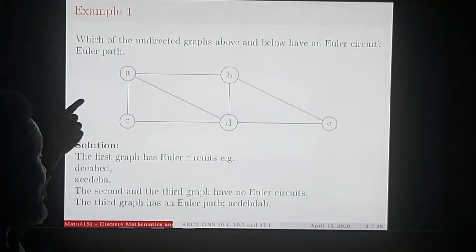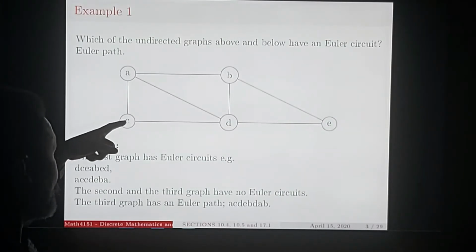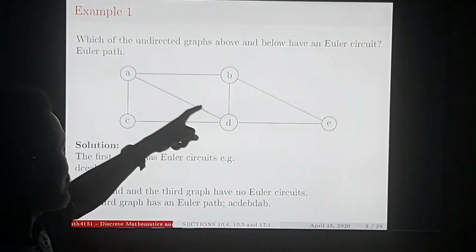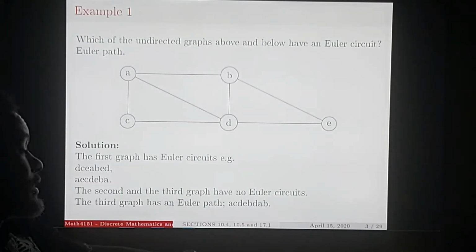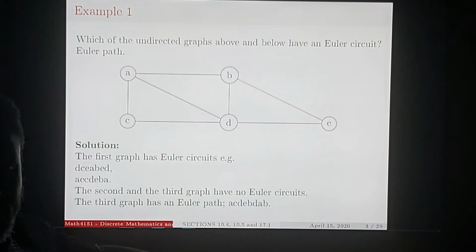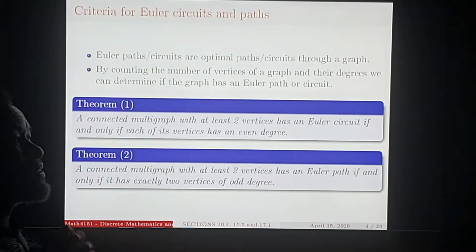But this one has an Euler path. So the Euler path will basically be, you start from A, you go to C, you go to D, you go to E, you go to B, you go to D, you go to A, you go to B. That is a path that covers every edge. Now, we've done mostly manual labor. We're just walking. But do we have some nice criteria or theorem that helps you to determine whether a graph has an Euler circuit or a path? And the answer is yes.